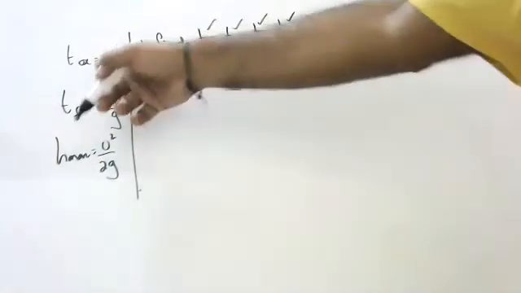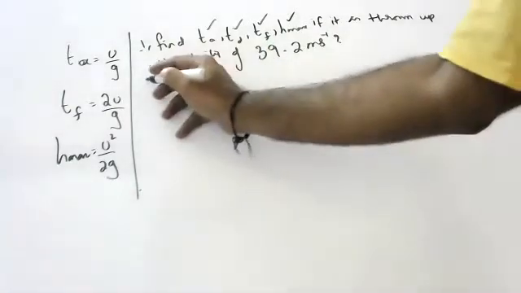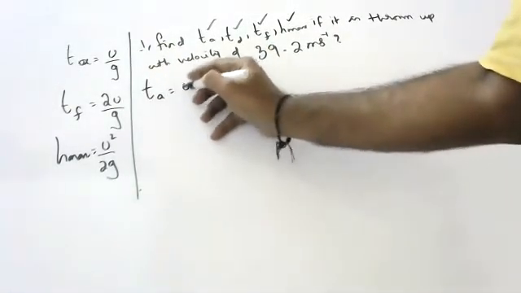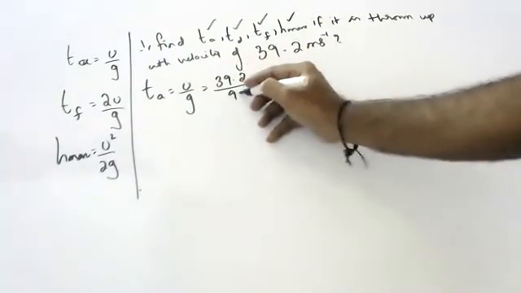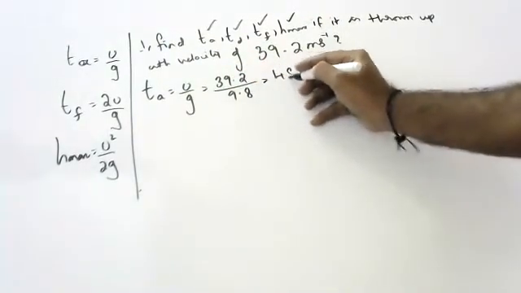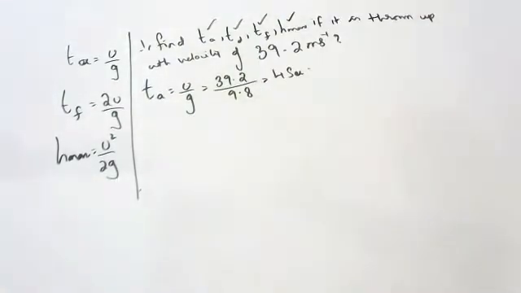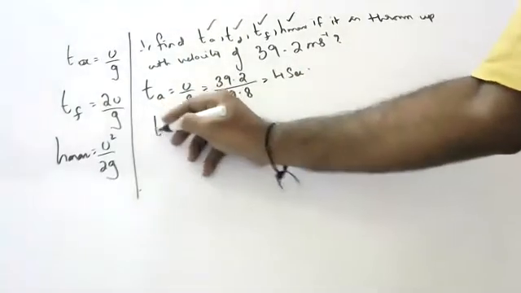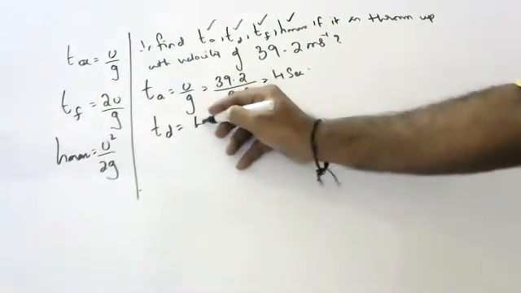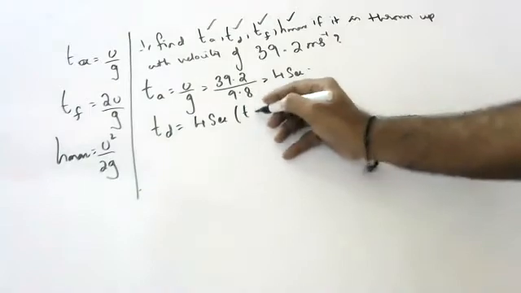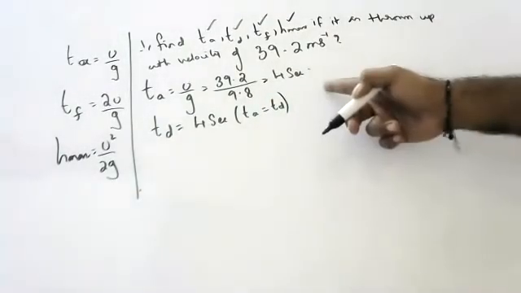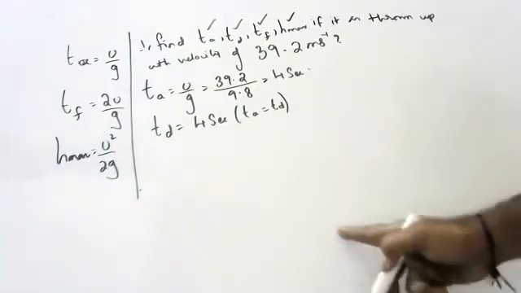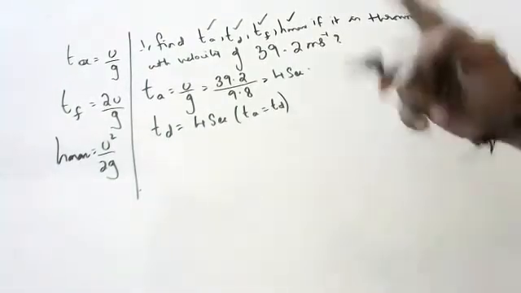Direct substitution, students. Time of ascent is u by g. 39.2 by 9.8, 4 seconds it will take to go up. If time of ascent is 4 seconds, what will be time of descent? 4 seconds. Time of ascent and time of descent are always equal. How much time it takes to go up, in the same time it will fall down.